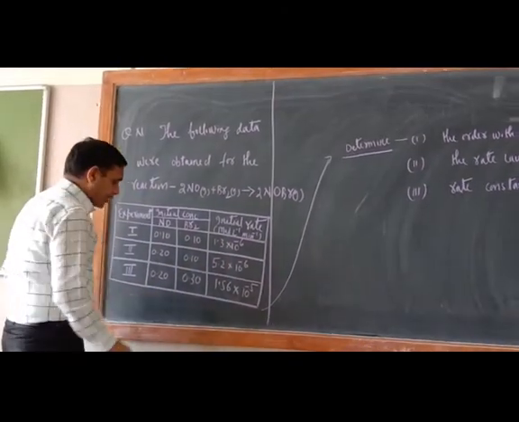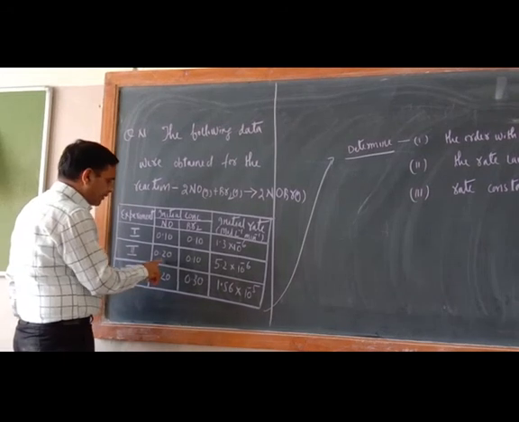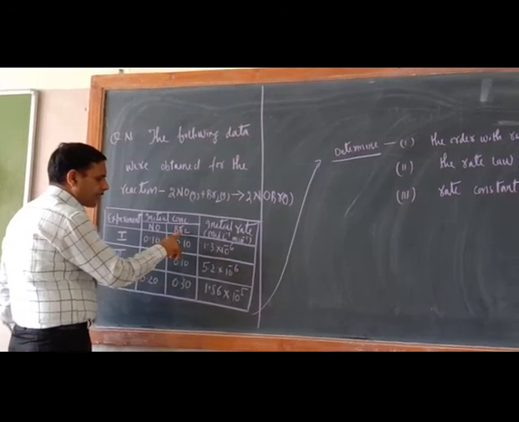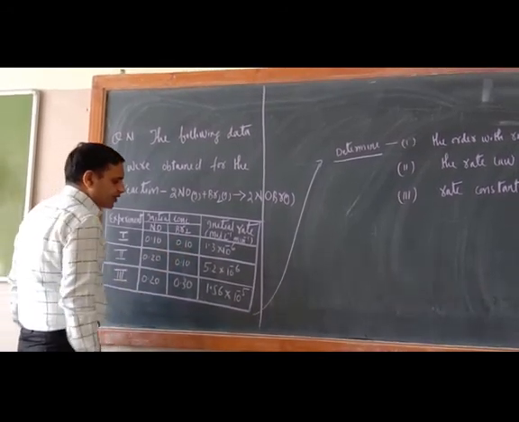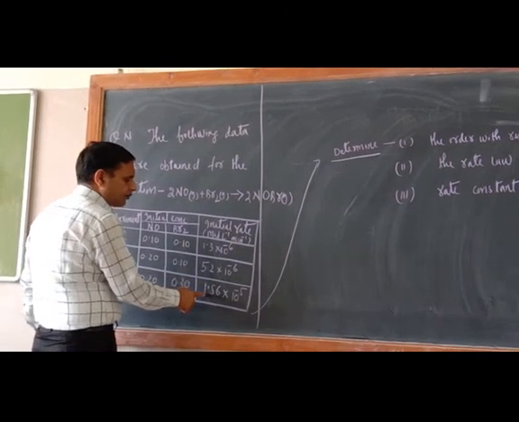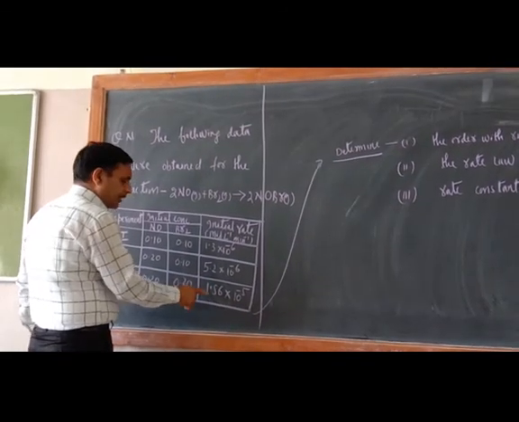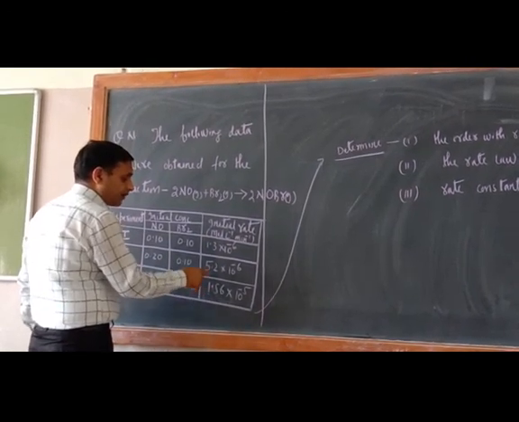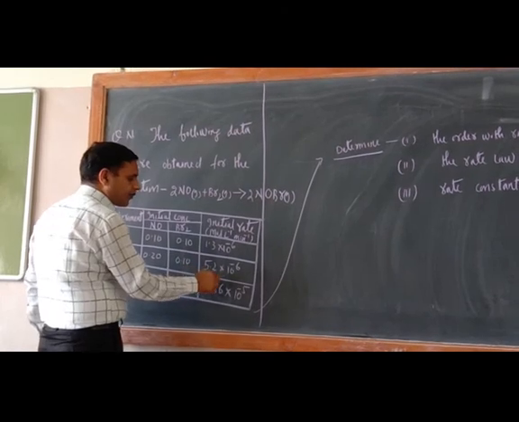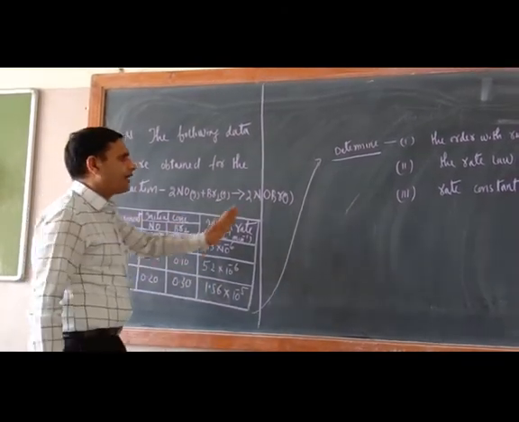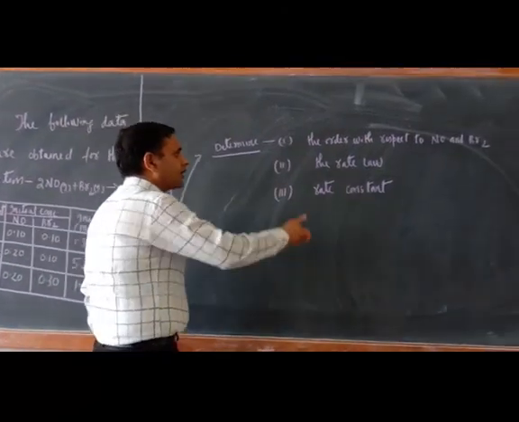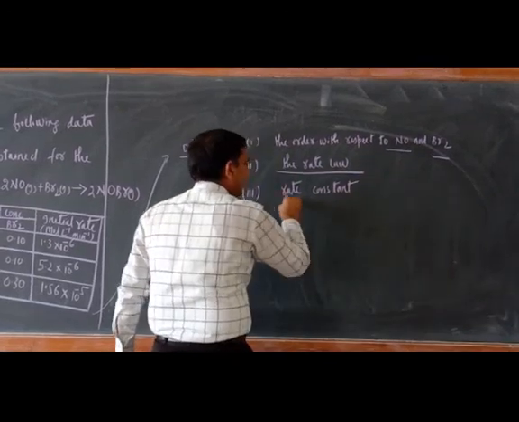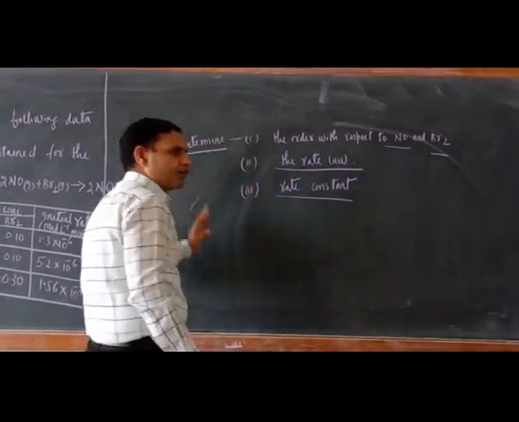Now in the third experiment I am keeping the concentration of NO constant and increasing the concentration of Br2 3 times from its initial concentration. If you see carefully, in experiment three the initial rate is near about 3 times the previous rate, that is 5.2. Now we have to determine the order with respect to NO and Br2, the rate law expression and the rate constant. These three we have to calculate.